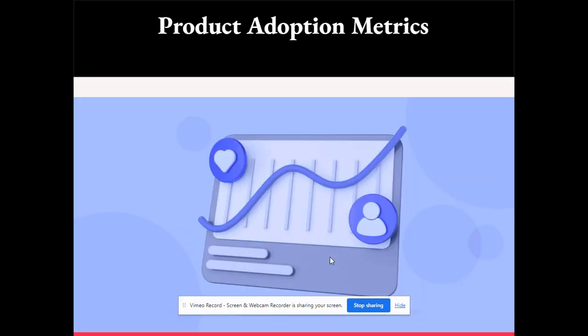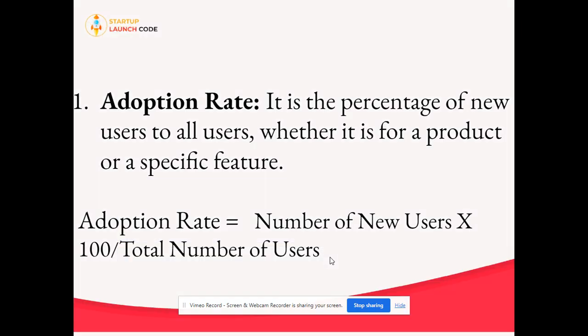Now, for us to measure our product adoption, there are certain metrics we need to look out for. The first and one of the most important metrics is the product adoption rate. It is the percentage of new users to all users, whether for a product or a specific feature. It has a very simple formula, which is the number of new users times 100 divided by the total number of users.